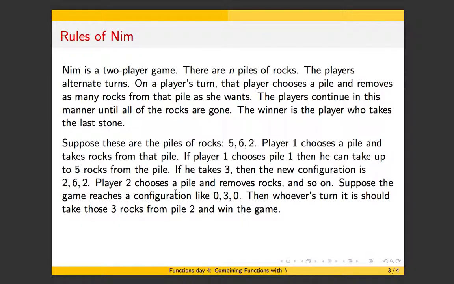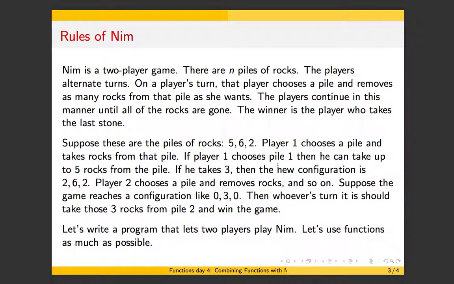You just keep going. Suppose at some point in the future, we're here: no rocks in the first pile, no rocks in the third pile, 3 rocks in the second pile. Recall the winner is the player who takes the last rock. So if it's your turn, you point to pile 2 and take all 3 rocks away. That's how you would win. If you took fewer than 3 rocks away, now your opponent can just come in and take all the rocks and win. So those are the rules of Nim. That's how you play this game.